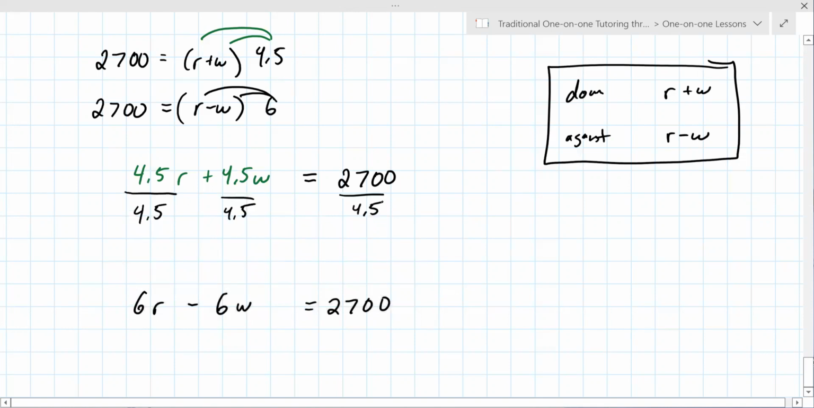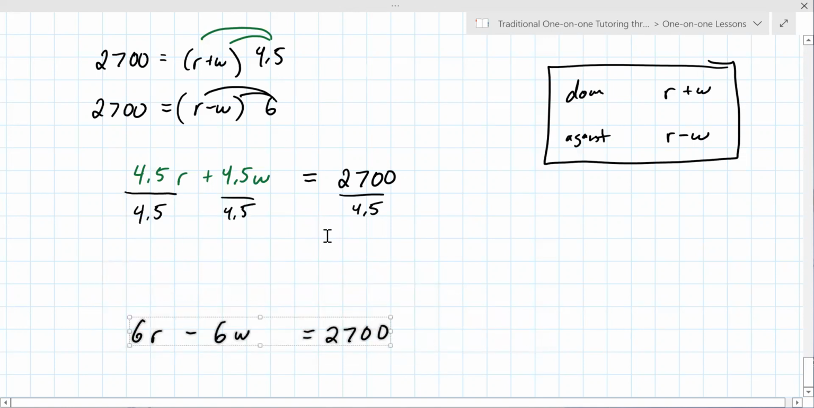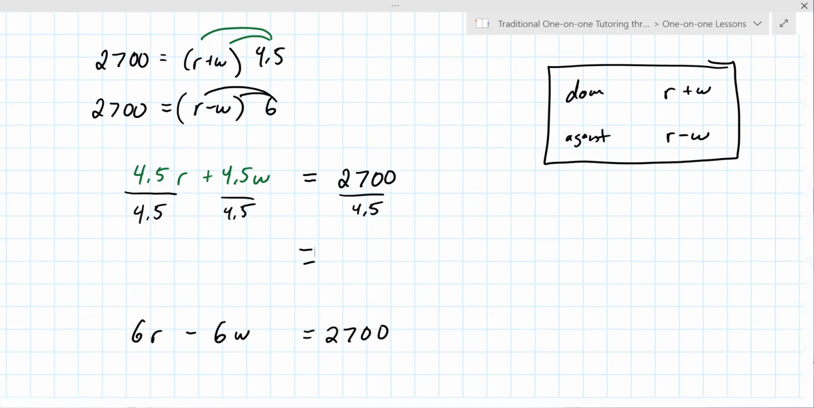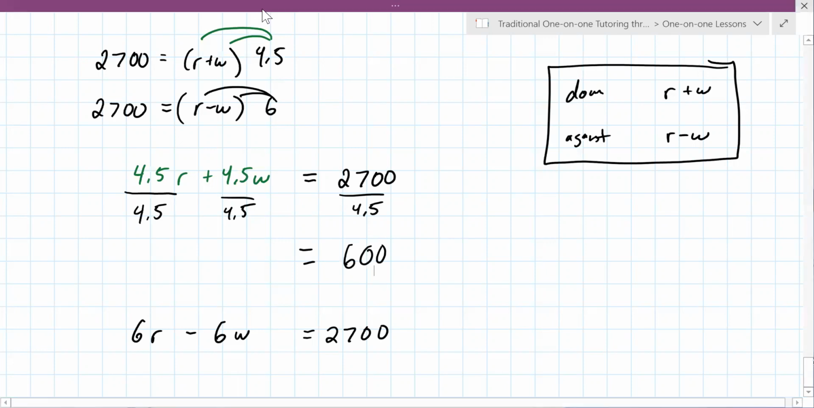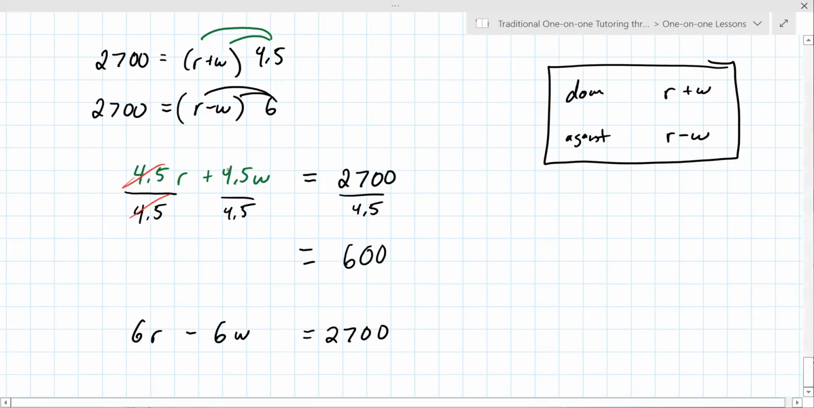Okay. And what would that come out to? Well, you check to see if the one on the right works out nicely. Does 2700 over 4.5 work out nicely? 600. Yeah, so it does. And then the 4.5s cancel. So that leaves you with R plus W equals 600.